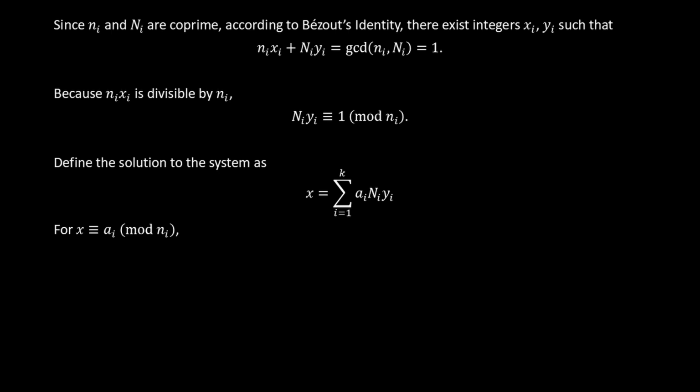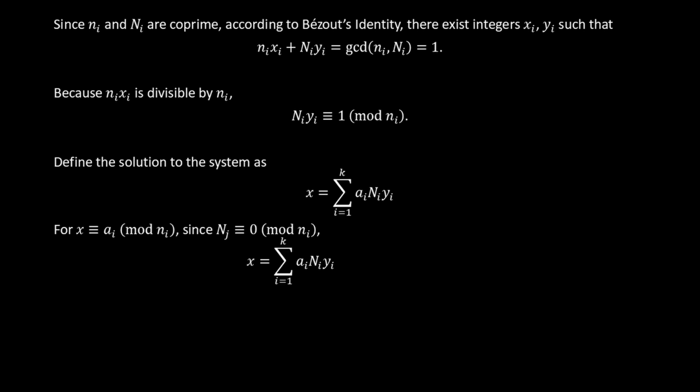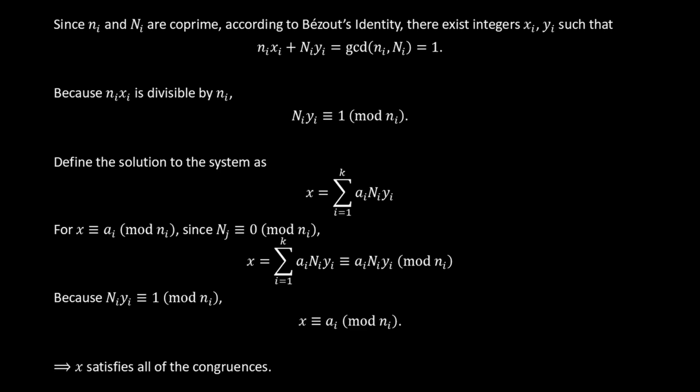For x ≡ ai mod ni, since Nj is equivalent to 0 mod ni for j not equal to i, x = the summation from i = 1 to k of ai Ni yi is equivalent to ai Ni yi mod ni. Because Ni yi is equivalent to 1 mod ni, x ≡ ai mod ni. Therefore, x satisfies all of the congruences.